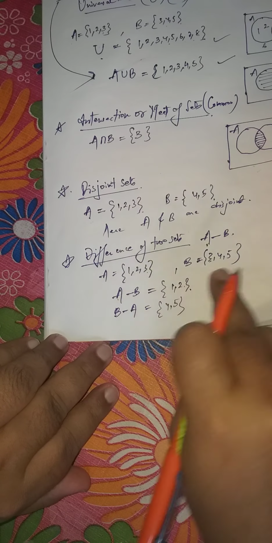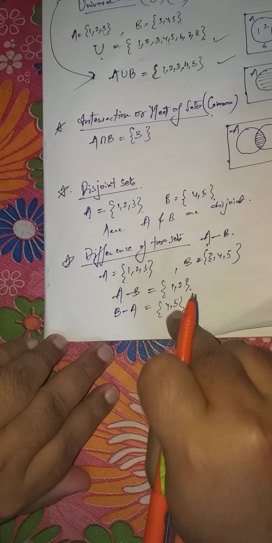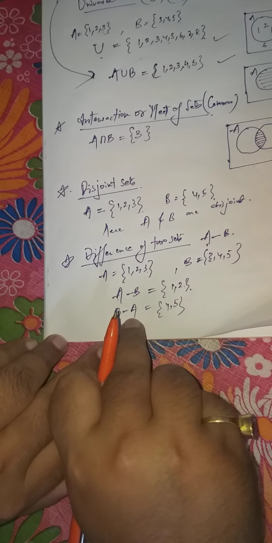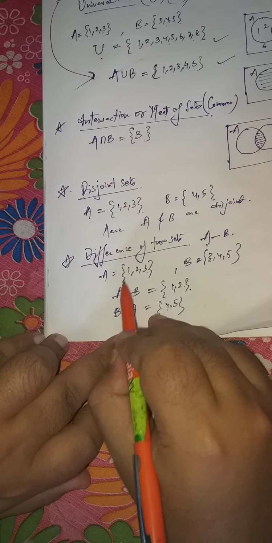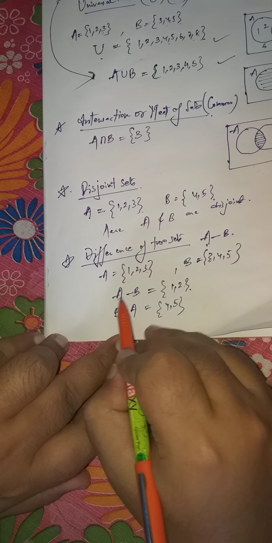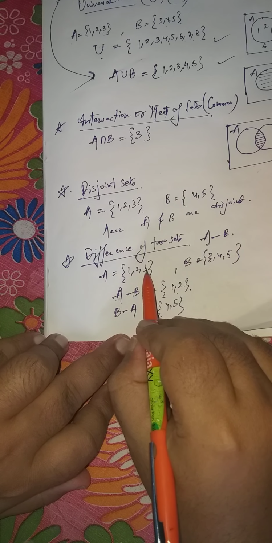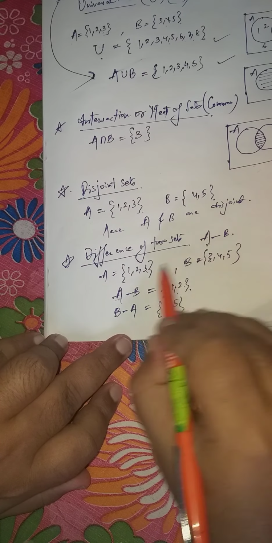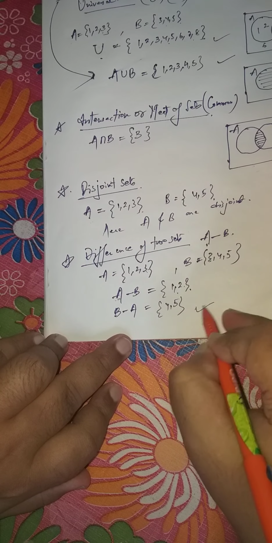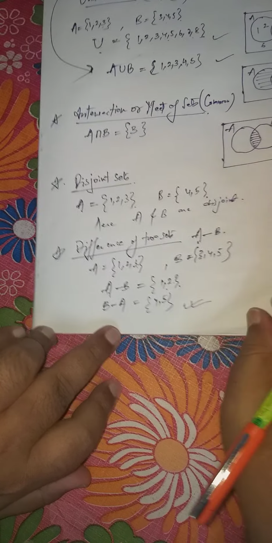Understood? Means you have to write the set B, but you have to take out the element which is common to A because you are taking out A. So 3 is the common element. You should take out 3. A minus B. You have to write A, but you have to take out the element which is there in B because you are taking out B. So you have to take out the element 3 from the set. Like this you can find difference.